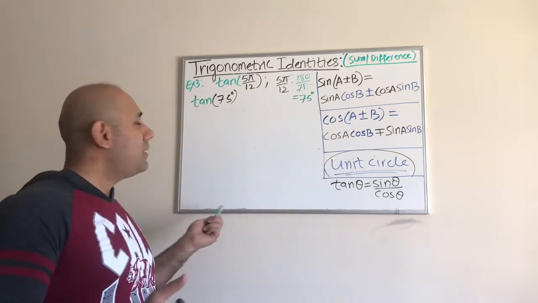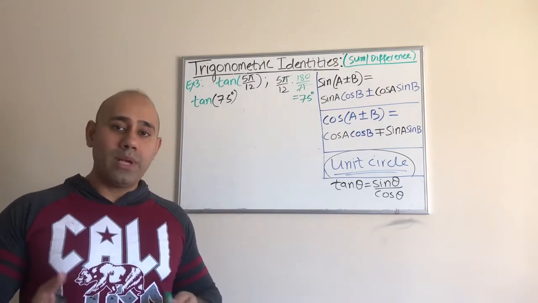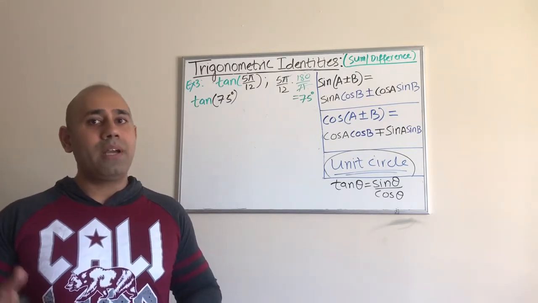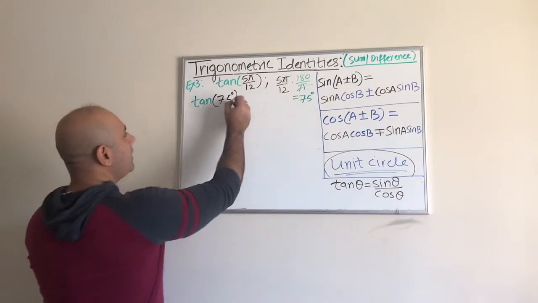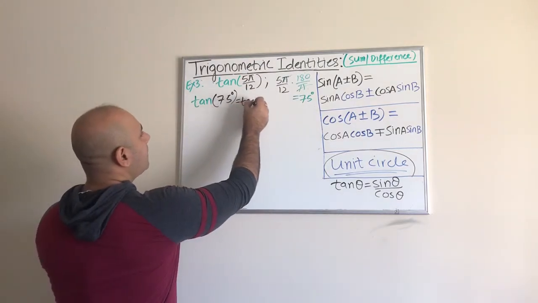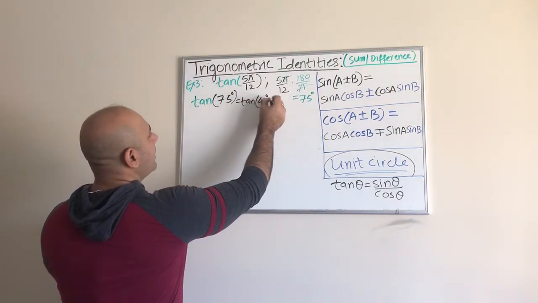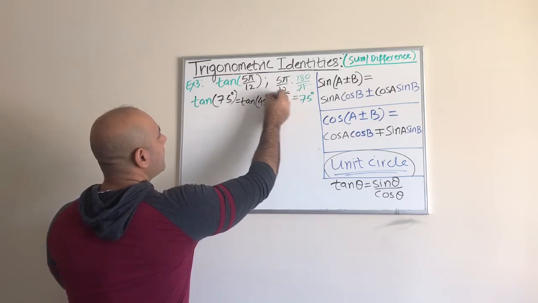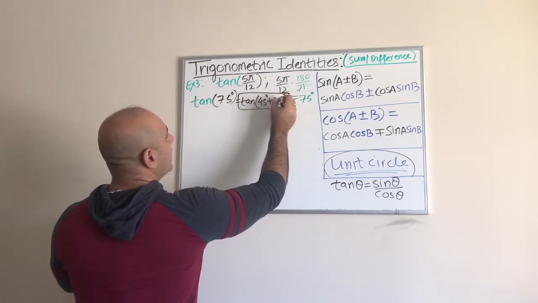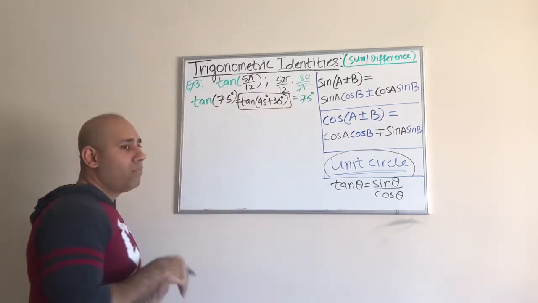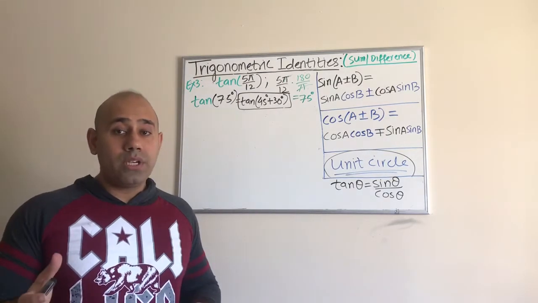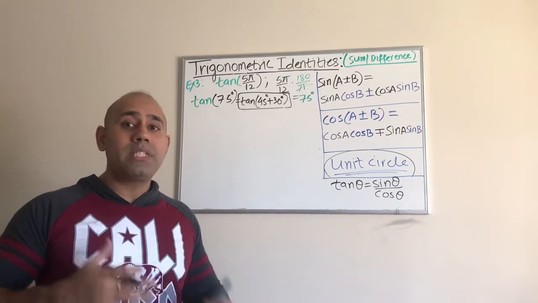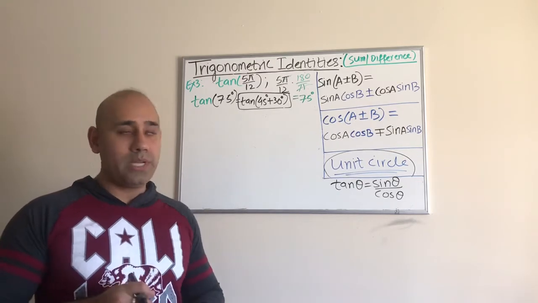So 75 is something where it's easy to figure out two angles that add up to 75. 45 and 30 both add up to 75, and they're both on the unit circle. So we can write this as tangent of 45 degrees plus 30 degrees. And now, guys, keep in mind, we are not just trying to find the tangent of 75 using a calculator or using a unit circle. We want to use the sum and difference identities to do it.